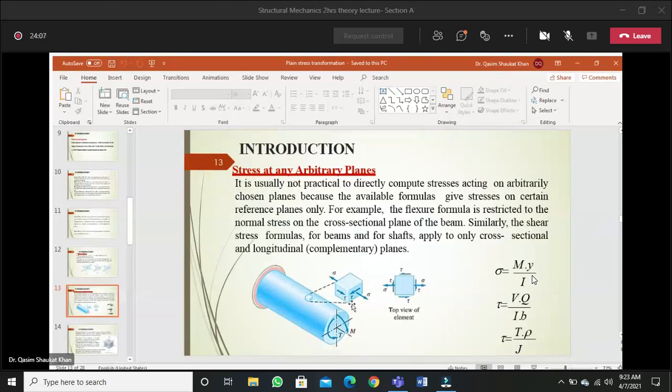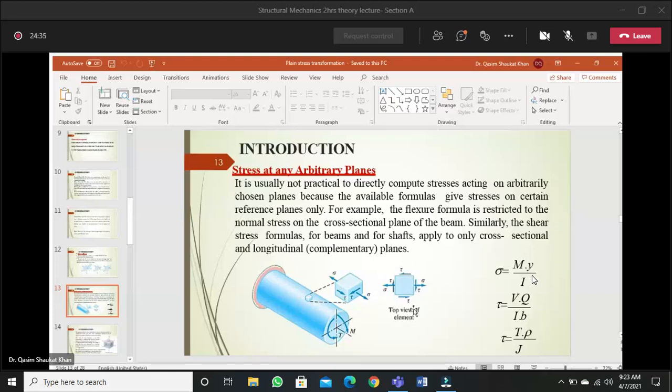Then these shear stresses have been shown. Shear stresses are those stresses which will try to slide one part of the element over the other. And if we draw this three-dimensional element as a two-dimensional element, at present I'm just giving you an overview. We will go in depth today.